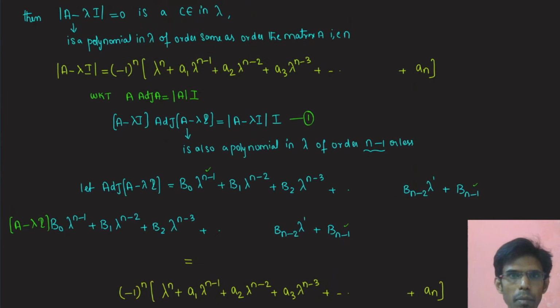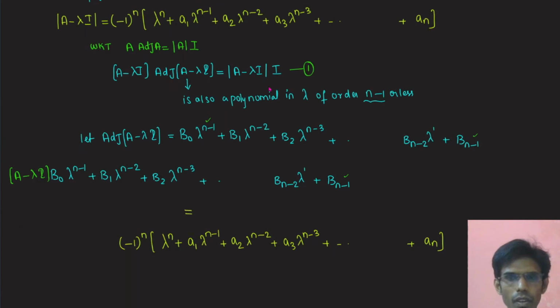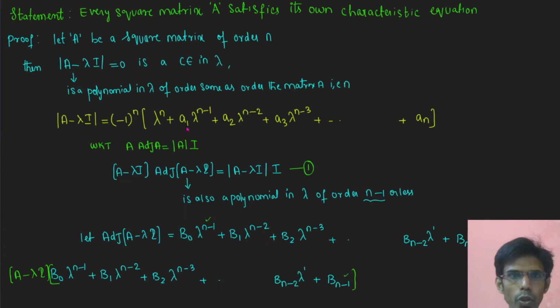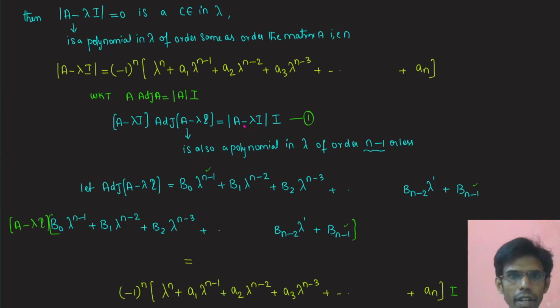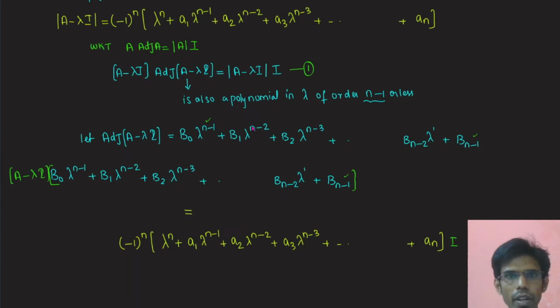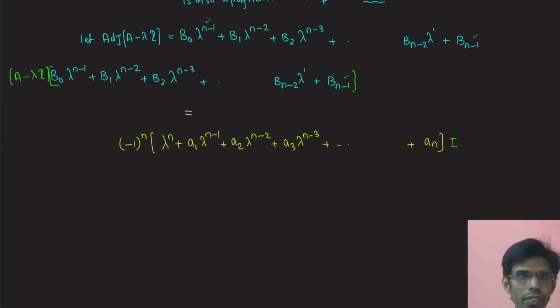This into matrix I. These two should be equal, right? Now we have substituted adjoint of A minus lambda I into det of A minus lambda I. Now multiply this term, multiply A into all the matrix terms. So multiply A with this term.